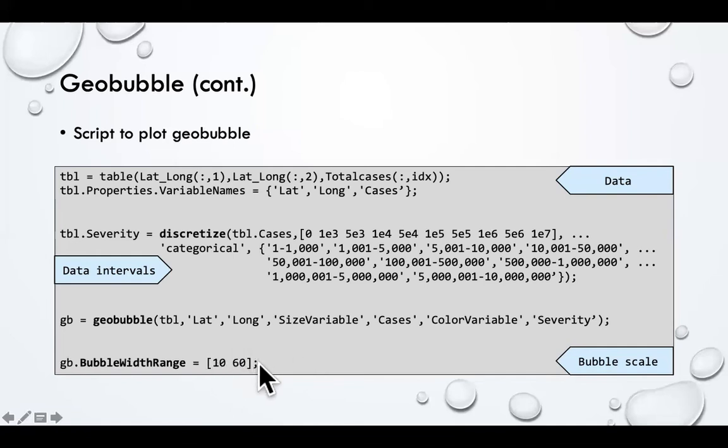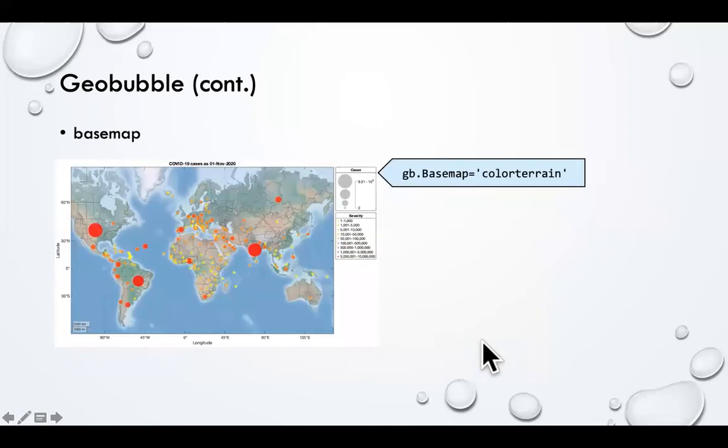Sorry, change the bubble size, okay? And once you have this selection command, you can get the previous plot. However, sometimes I don't like the gray background. I prefer the color one. The good thing about Matlab is that as long as you connect to the internet, it will automatically download some base map when you do the plotting.